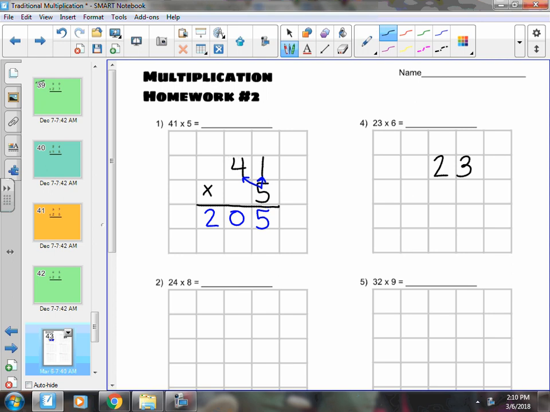23 times 6. 6 times 3 and 6 times 2. 6 times 3 is 18. 6 times 2 is 12. Plus 1 is 13.